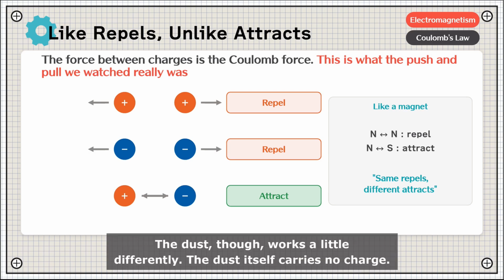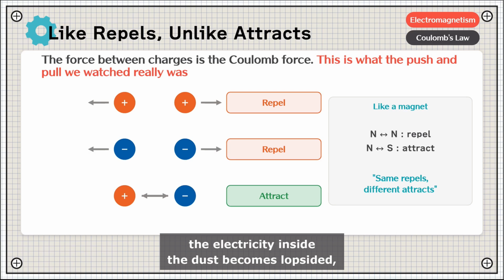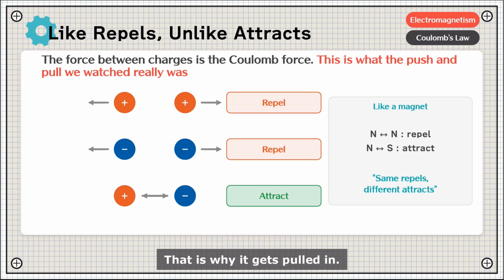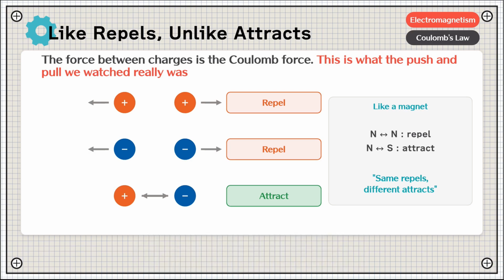The dust though works a little differently. The dust itself carries no charge, but when a charged sheet comes close, the electricity inside the dust becomes lopsided, and the side nearest the sheet takes the opposite sign. That is why it gets pulled in. The law that expresses this force, including how strong it is, is Coulomb's law, which we look at next.